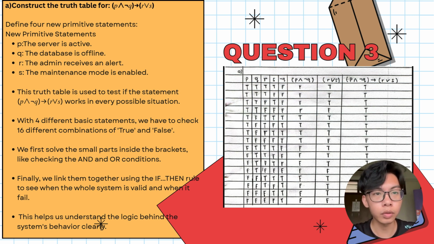We first solve the small parts inside the brackets, like checking the and/or condition. Finally, we link them together using the if-then rule to see when the whole system is valid and when it failed. This helps us understand the logic behind the system behavior clearly.